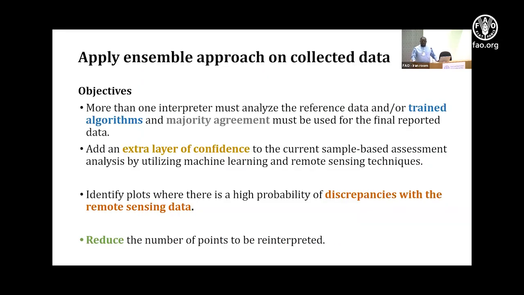And now for TREES, we see that more than one interpreter must analyze the reference data and also have agreement with the algorithm. And the majority agreement must be used for the final reported data. And this is where the extra confidence comes about, because it's not just a result of people interpreting images they are seeing on the screen, but also the algorithm supporting us to know whether there is any agreement between what people have seen and what the algorithm is also saying.